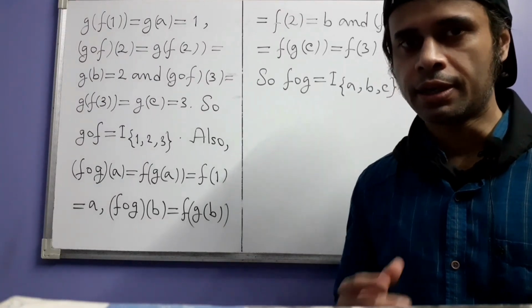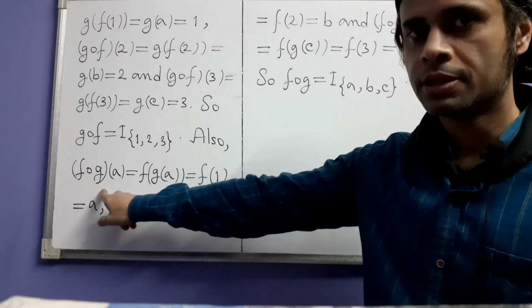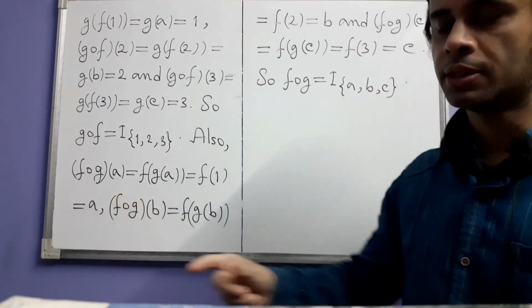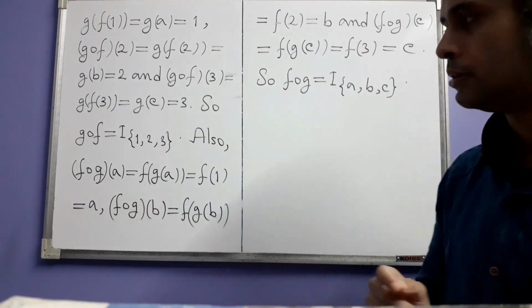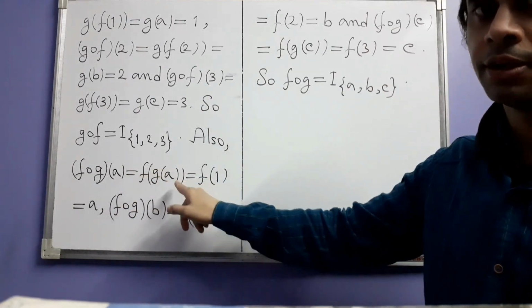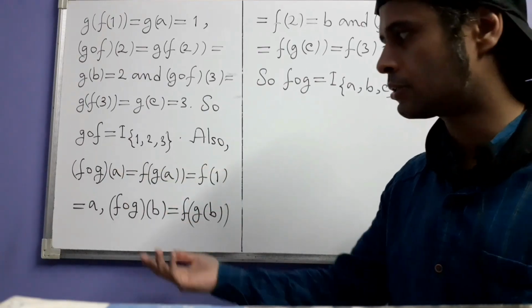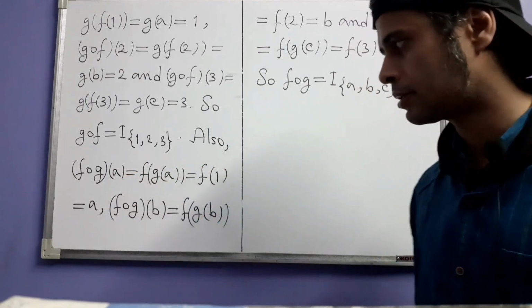Next we calculate f composition g. The domain of f composition g is the same as the domain of g, which is the set of the letters a, b and c. So let's calculate it at a. This is f of g of a. g of a is 1 and f of 1 is a. So again here also you are getting the input back.